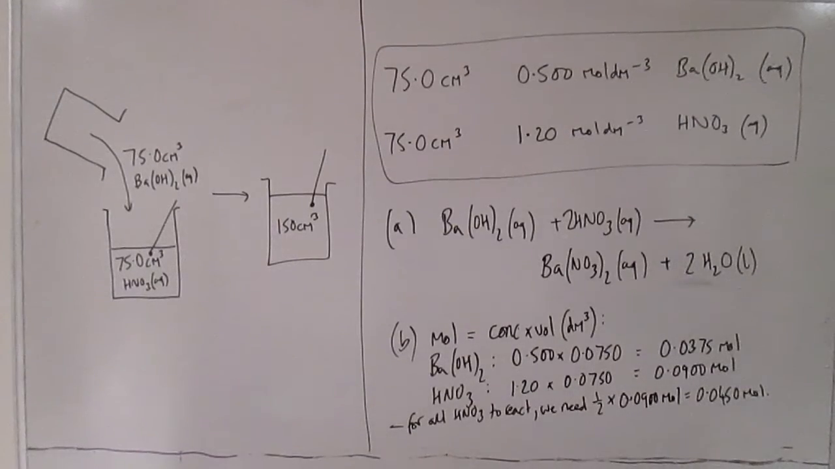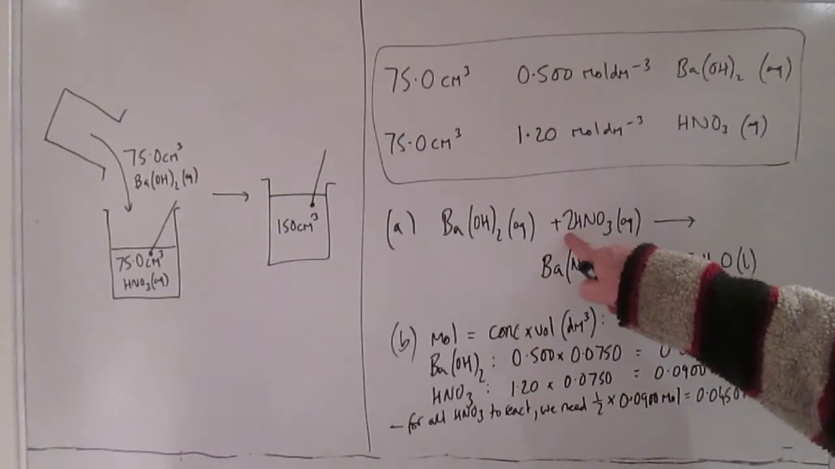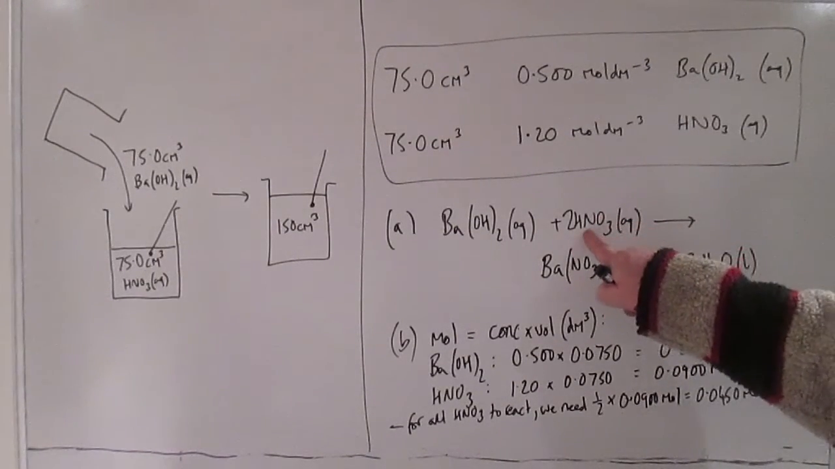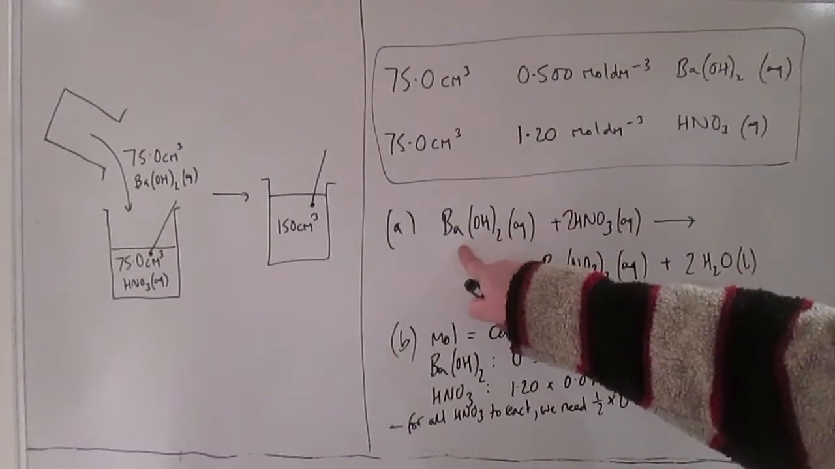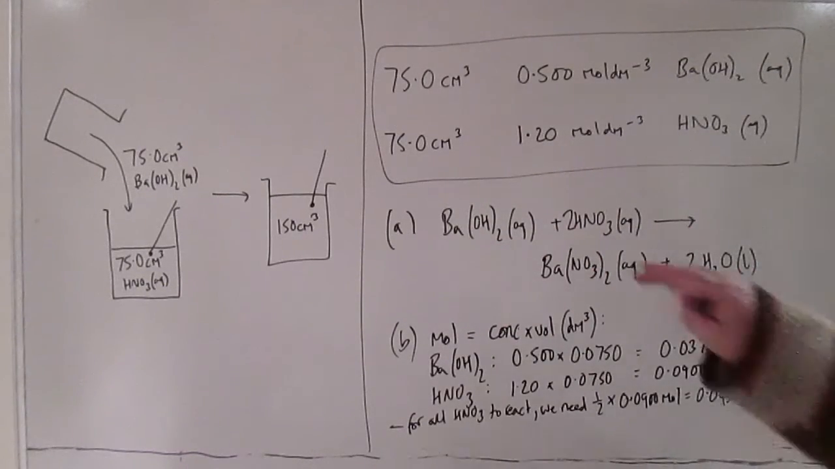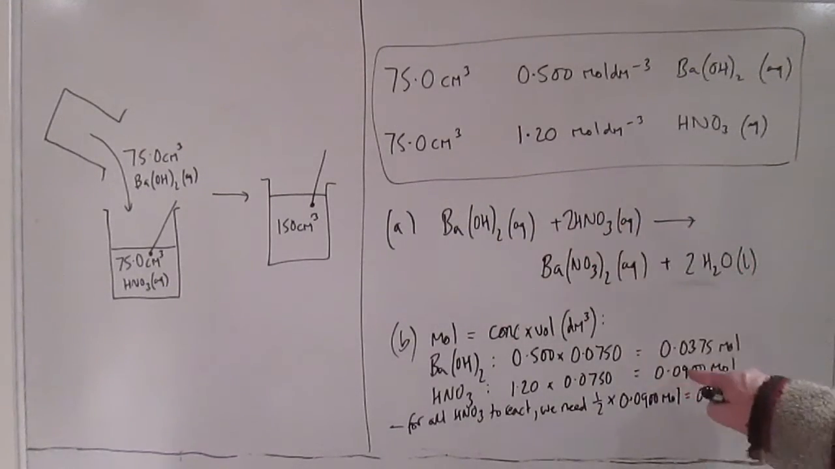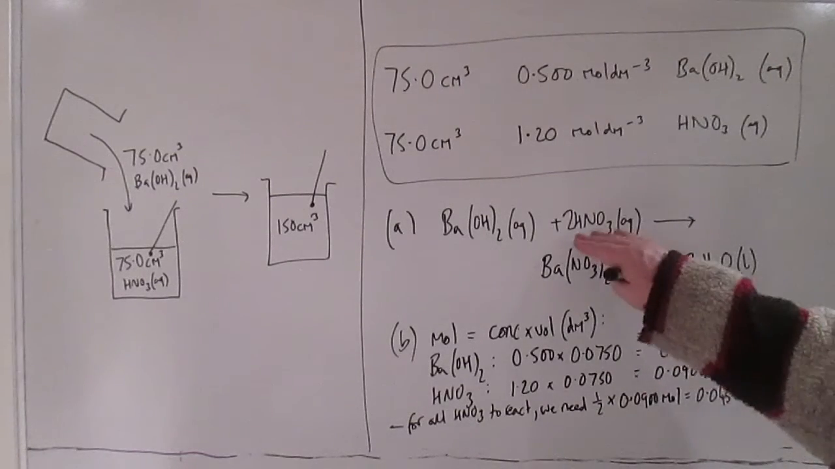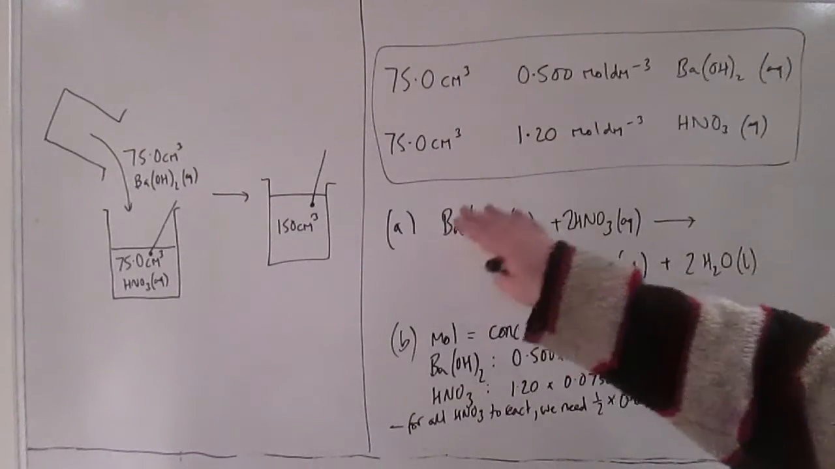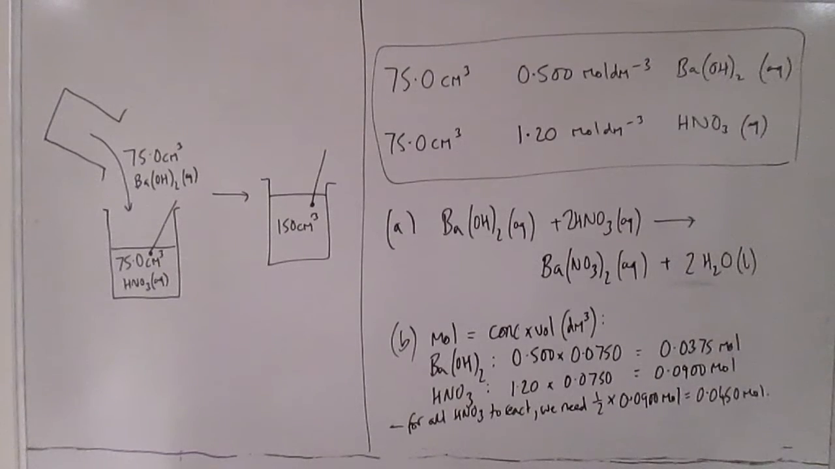Okay, so make sure you can see why that's the case. It just comes from that 2 in the equation. Twice as many moles of nitric acid will react as barium hydroxide. So if all of the nitric acid, all 0.09 moles of it, is going to react, you need half as much, 0.045 moles of barium hydroxide. But we haven't got that much.